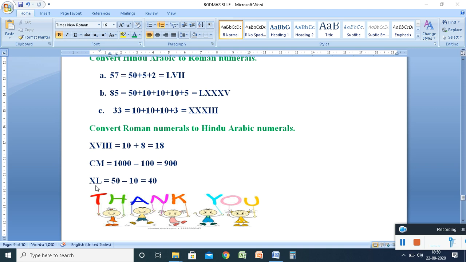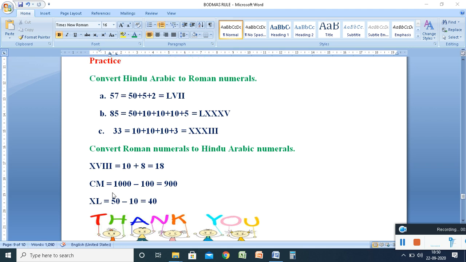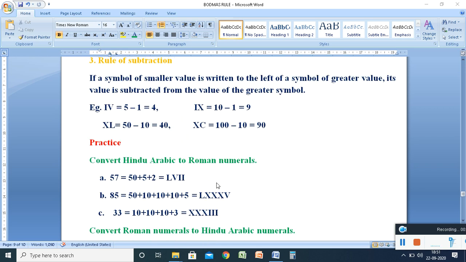And look at the next example, XL. X value is 10 and L value is 50, and X is smaller; 10 is the smaller number. It's on the left-hand side. So the smaller value is on the left-hand side, which means subtract. So 50 minus 10 equals 40. So XL is nothing but 40.